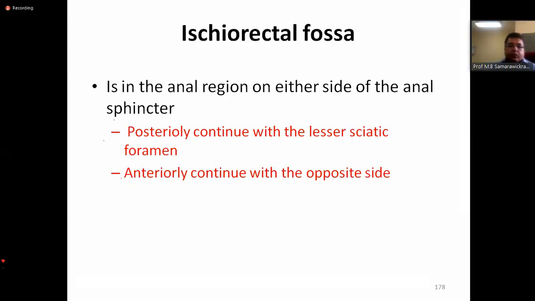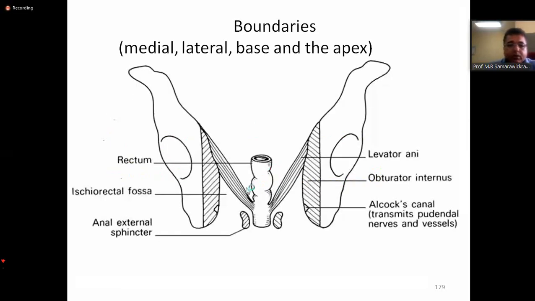Right. The ischiorectal fossa is the important area in the anal triangle of the perineum. So posteriorly it continues with the lesser sciatic foramen into the gluteal region, and anteriorly it continues with the opposite side. So you have to know the boundaries. You should be able to explain all this.